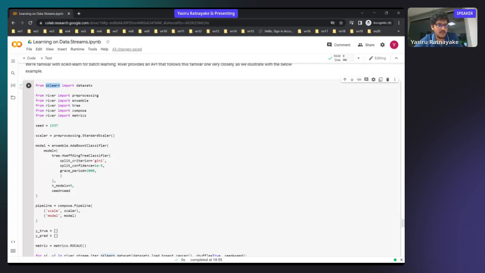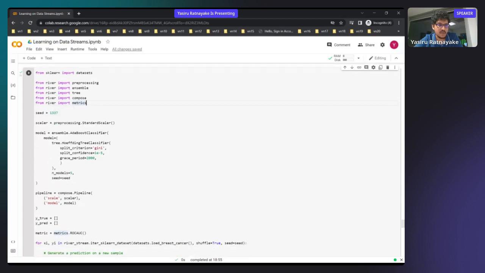So I'm going to import some familiar things, but also new things, because if you're familiar with scikit-learn at all, you have these submodules in there. So from sklearn you can import preprocessing, ensemble, tree, compose, metrics, and so forth. But instead, I'm going to import those from River. I've set a seed just to be reproducible in what I'm going to do.